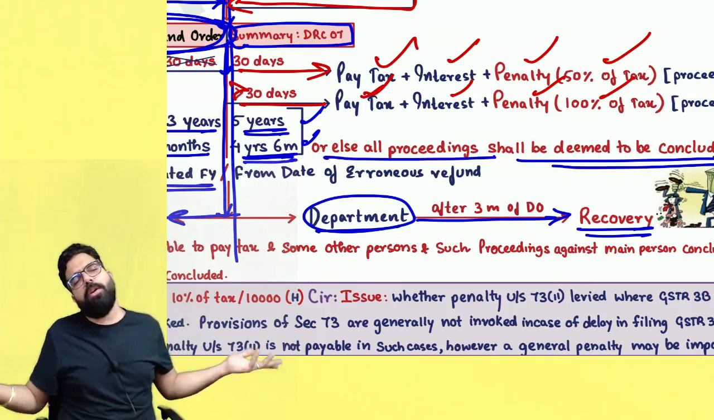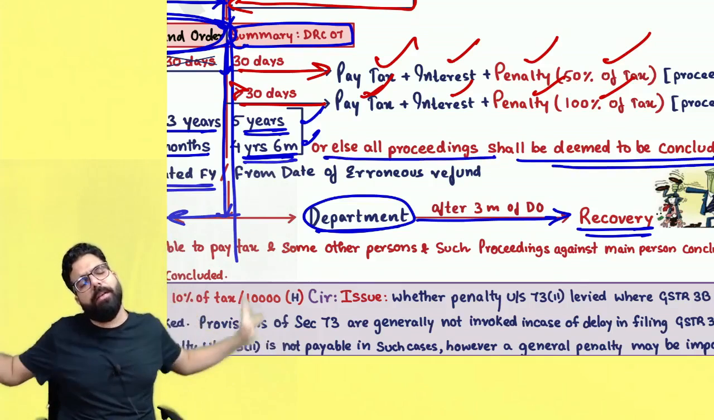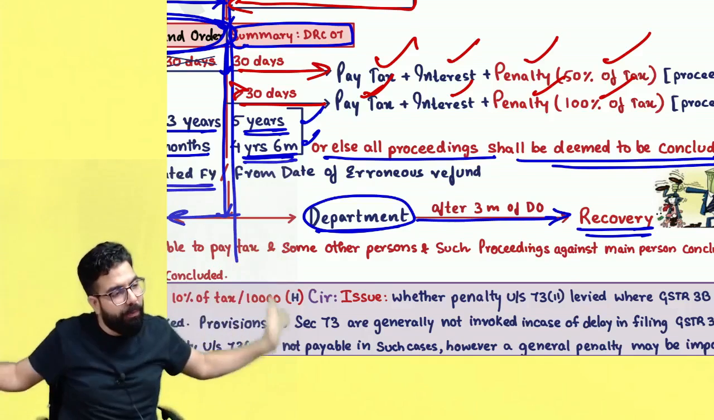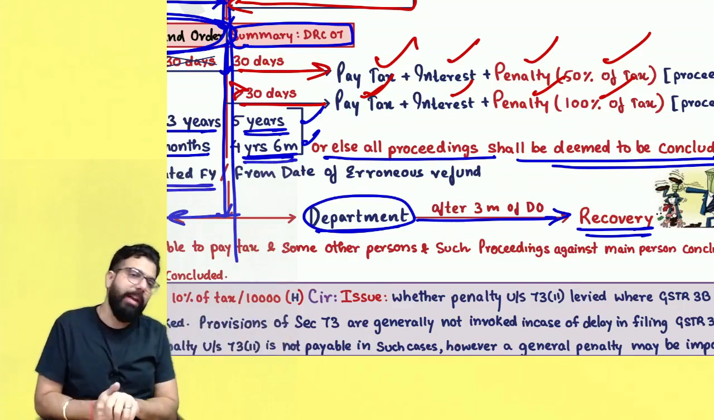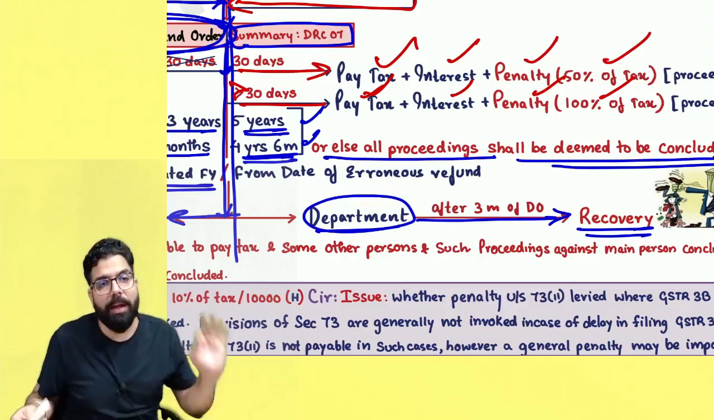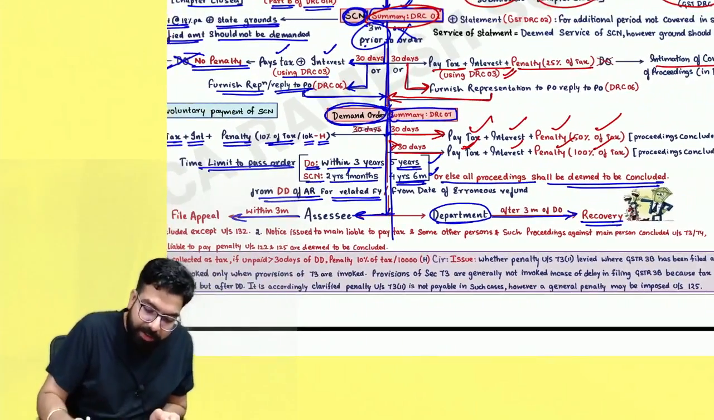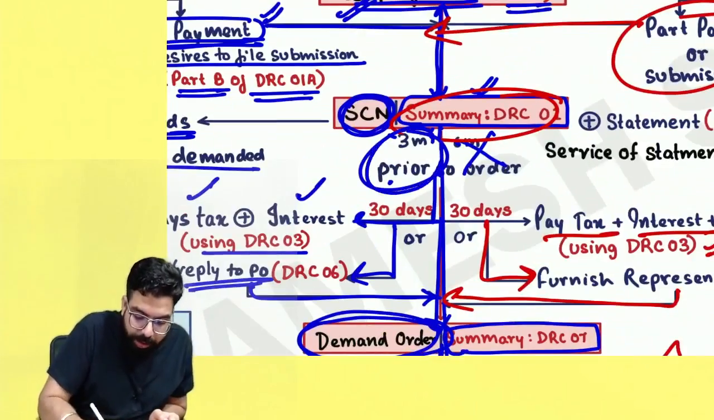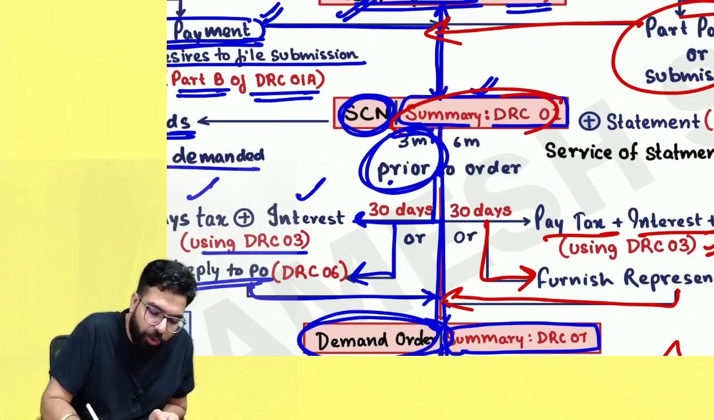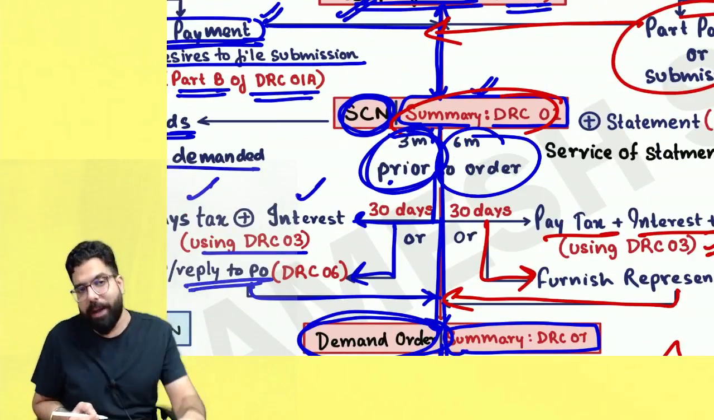So if within 3 years the demand order is not raised or passed, it will be deemed that the proceedings for that year have concluded. Now the officer can't pass the demand order. Sir, if 5 years have already gone in section 74, after that the demand order can't be passed. Remember one thing, for this 3 years and 5 years, I have already told you 3 months prior in case of section 73. In case of section 74, the show cause notice should be 6 months prior.